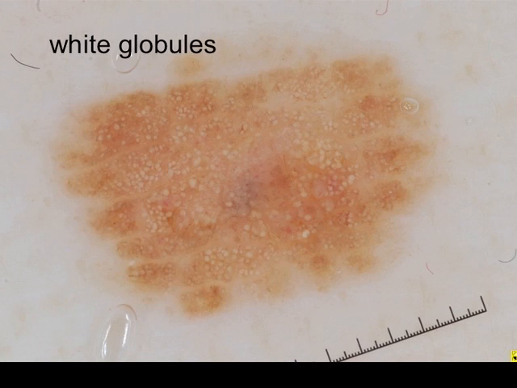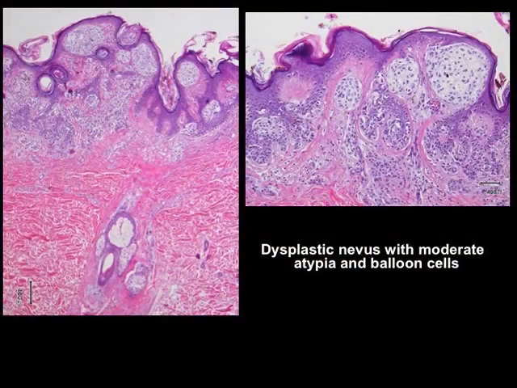So it turns out if you see white globules, it actually represents a balloon cell. It represents a balloon cell nevus. So it's like kind of a cool thing to know. So if you see a nevus full of white globules, you can already predict that your pathologist is going to tell you that's a balloon cell nevus.